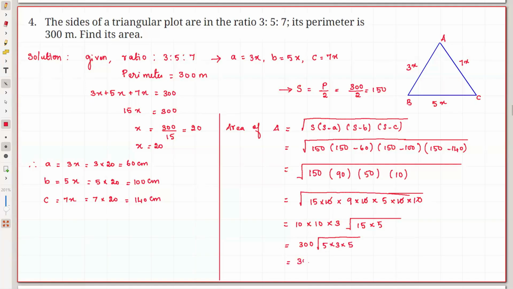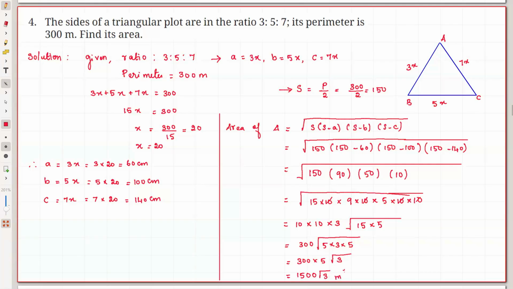So now 300 into 5. The balance we have is only 3. So 5 threes are 15, and two zeros, so 1500 root 3. Now this is the area. Area of the triangle is 1500 root 3. Meter is given, so meter square.